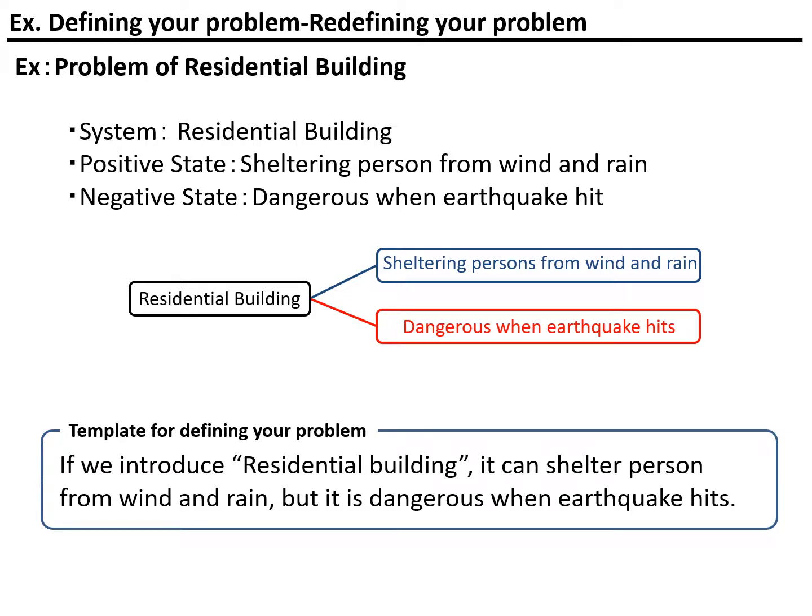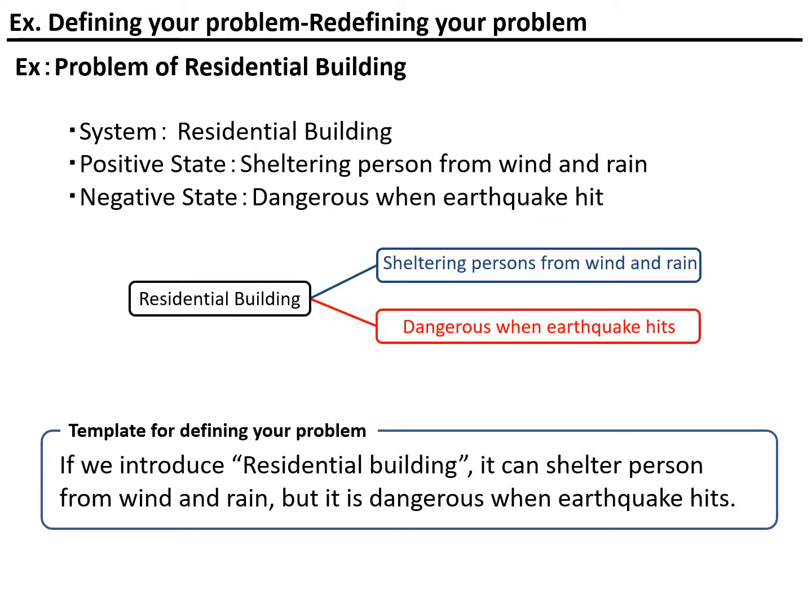Why we live in a house, actually a residential building, is that we want to be protected from wind and rain. But as far as living in a house, especially in Japan, we are always exposed to the risk of danger caused by earthquakes. So in this case, the system is the residential building, the positive state is sheltering a person from wind and rain, and the negative state is danger when an earthquake hits.